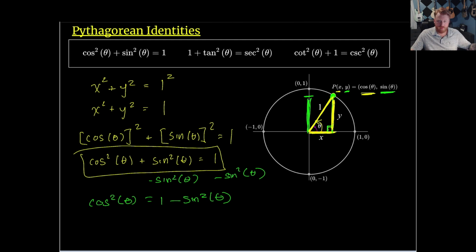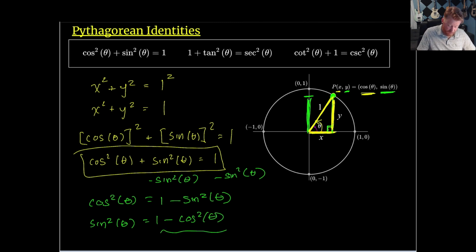And as we're working through some stuff later on, we might find 1 minus the sine squared of theta, and it will be important to know that we could rewrite that as just the cosine squared theta. Similarly, I could have subtracted cosine squared theta from both sides, and we would have gotten sine squared theta is equal to 1 minus the cosine squared theta. So again, we might see something that looks like 1 minus cosine squared theta, and it's important to know that that's the same as the sine squared theta.